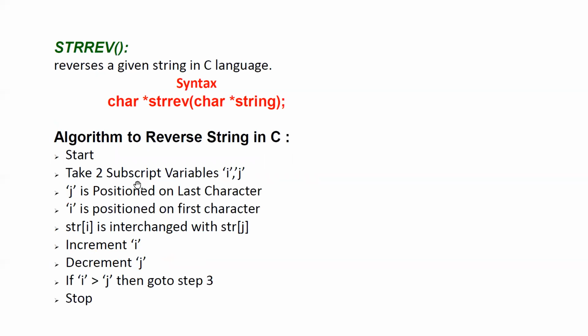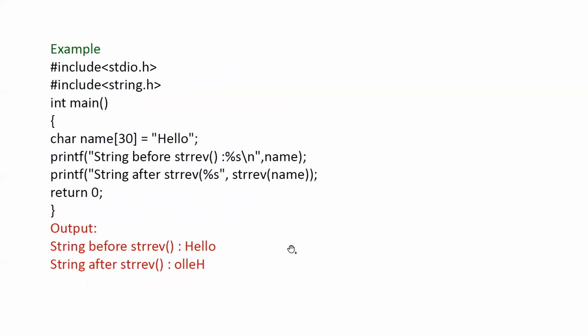Now look here. Take two subscript values i and j. j is positioned on the last character. i is positioned on the first character. Now string[i] is interchanged with string[j]. That is, the characters at the ith and jth positions are interchanged. Then you keep incrementing i and decrementing j. You keep doing the interchanging process until i is greater than j. Then you stop your algorithm. So that is string reverse, strrev, within brackets you give the string.